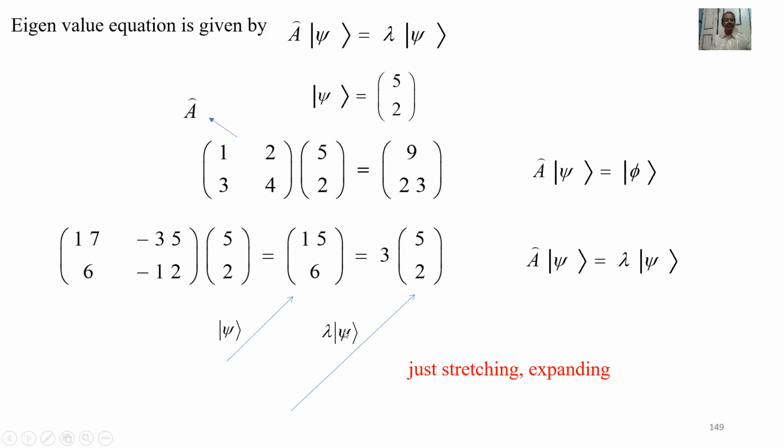See, here lambda psi. So this can be written as operator A acts on psi and will give us lambda psi. This is exactly like stretching and expanding. So it has been expanded 3 times. That 5, 2 to 15, 6 can be written as 3 times 5, 2. So 3 times it has been stretched, expanded.